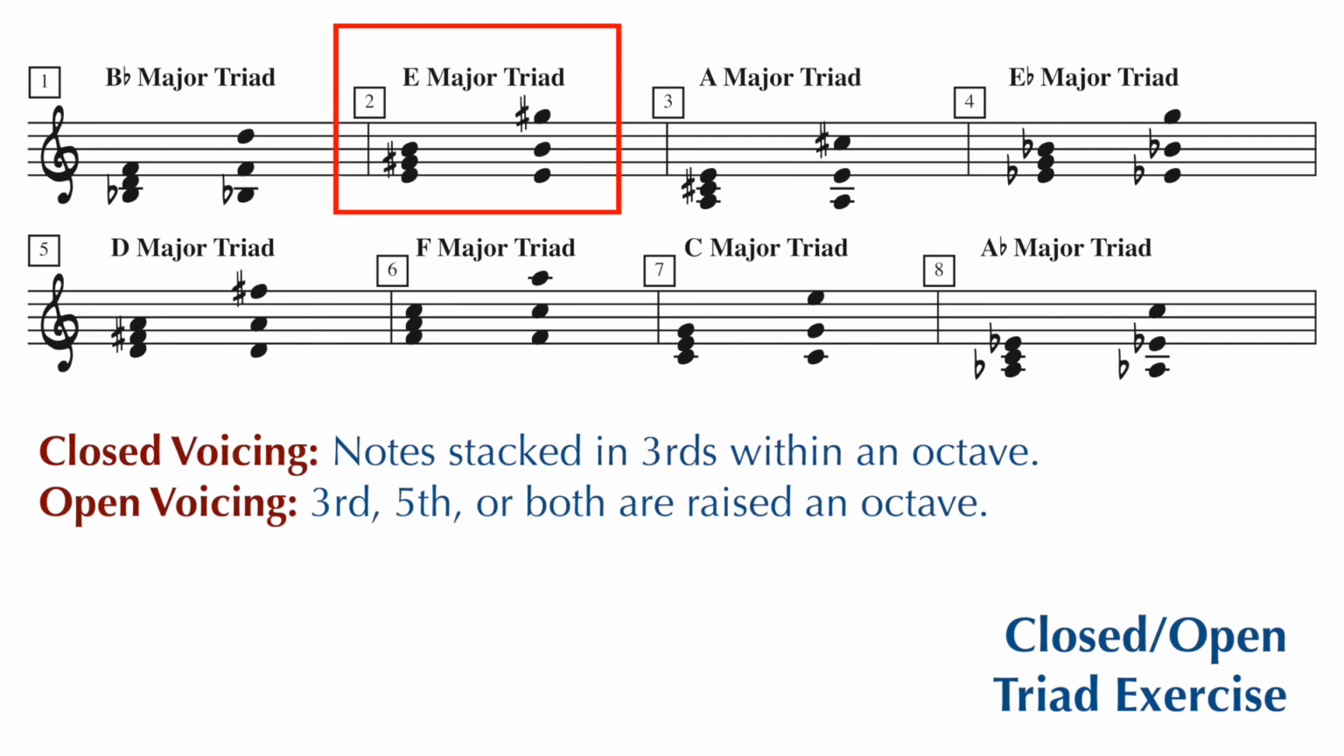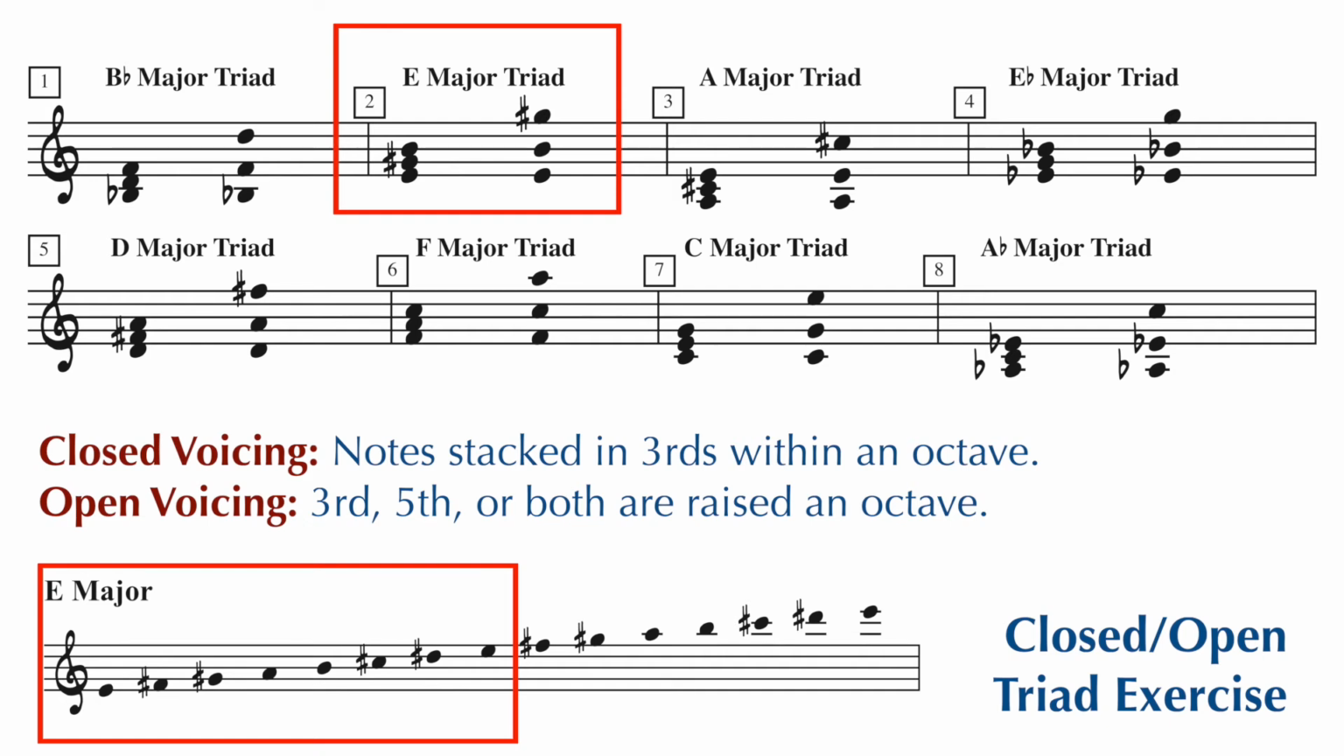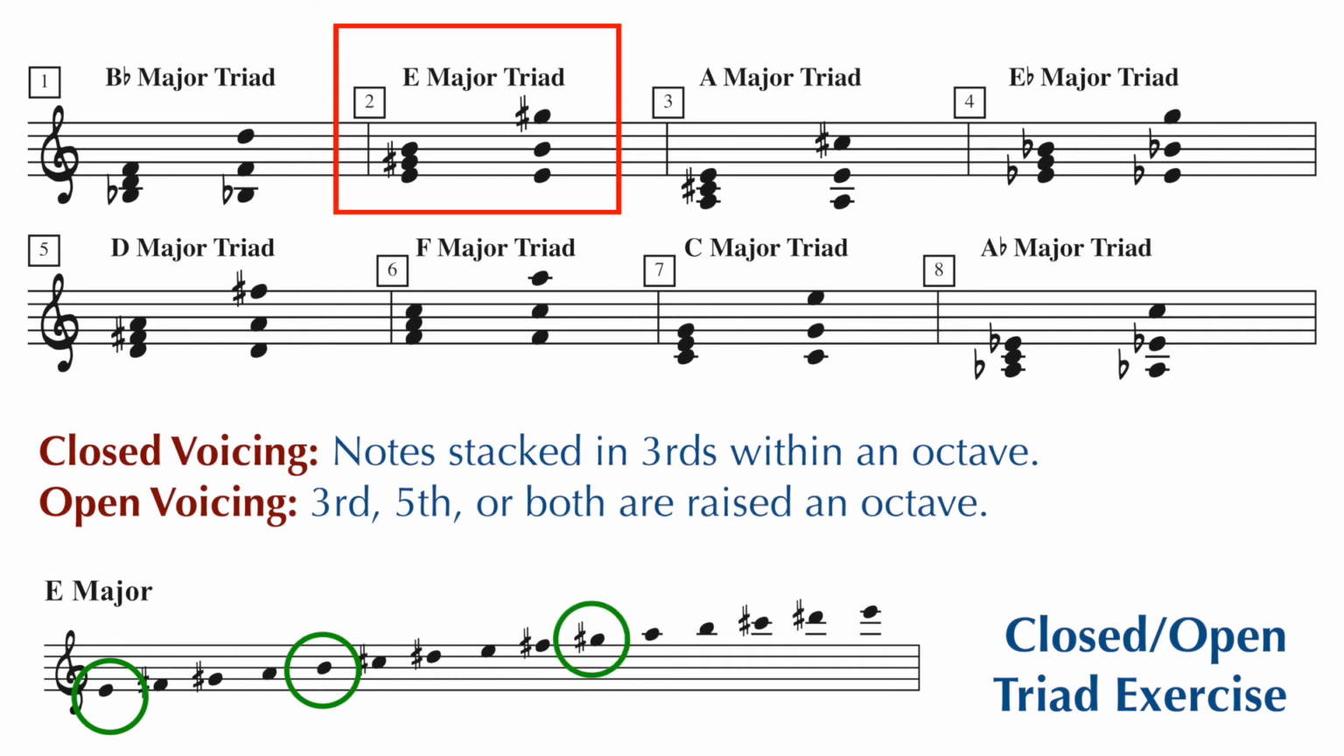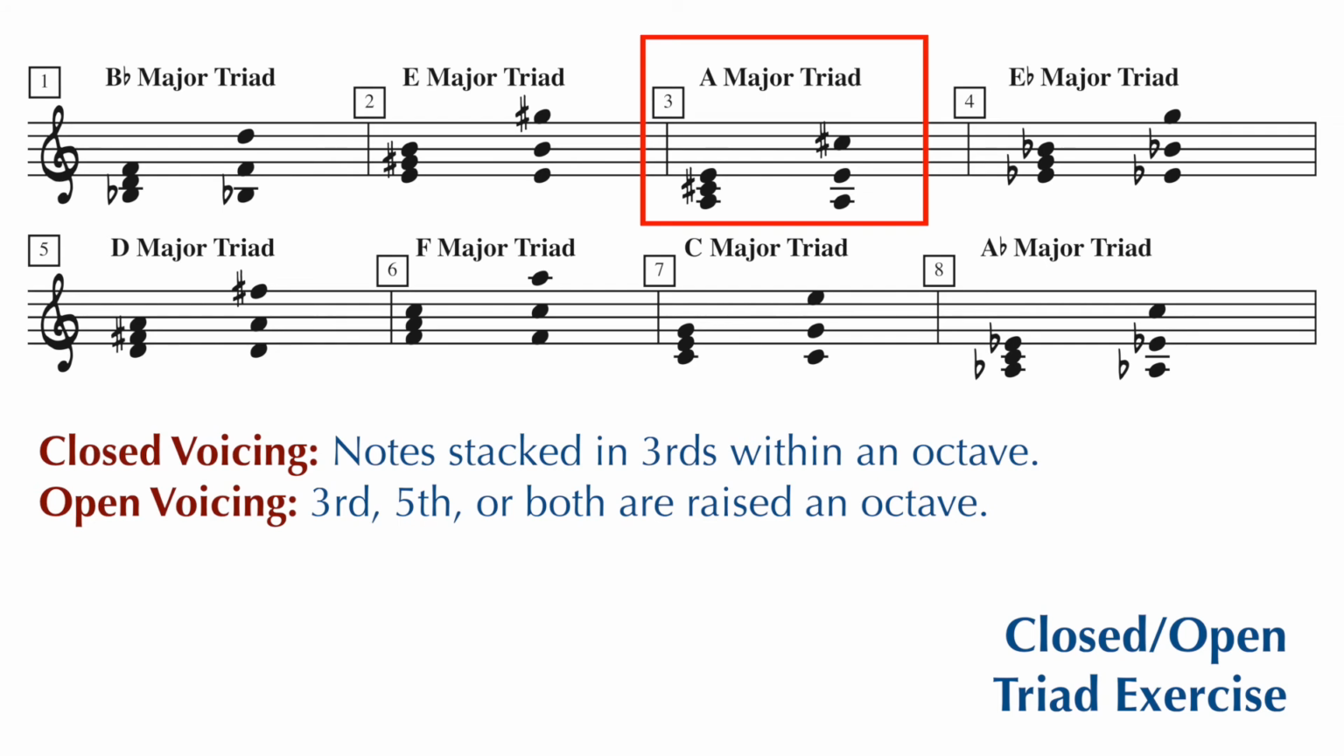Number 2, we need to build an E major triad, first in closed voicing. So if we go with the scale, 1, 2, 3, 4, 5, notes 1, 3, 5 of the scale are E, G sharp, and B. So there's your E major triad in closed voicing. To change it to open voicing, we can take the third of the chord, that G sharp, raise it an octave, and now we have an open voiced E major triad. And again, you could choose to raise the fifth an octave or the third and the fifth an octave. Either way is good.